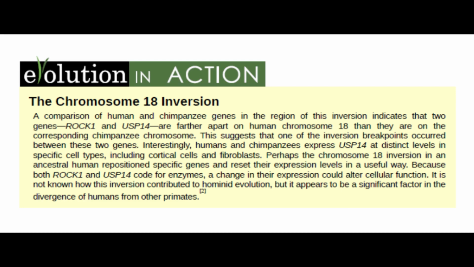Interestingly, humans and chimpanzees express USP14 at distinct levels in specific cell types, including cortical cells and fibroblasts. Perhaps the chromosome 18 inversion in an ancestral human repositioned specific genes and reset their expression levels in a useful way. Because both ROCK1 and USP14 code for enzymes, a change in their expression could alter cellular function. It is not known how this inversion contributed to hominid evolution, but it appears to be a significant factor in the divergence of humans from other primates.